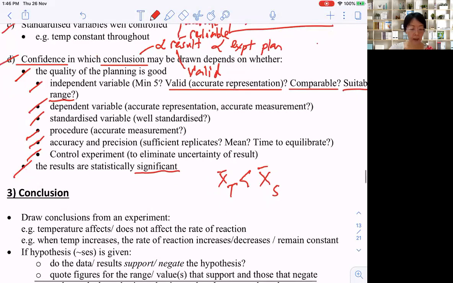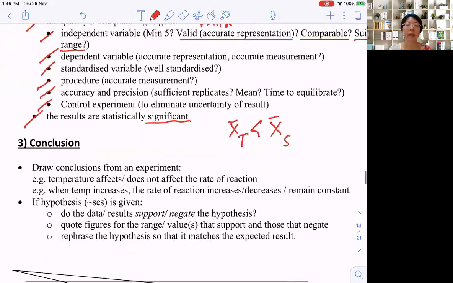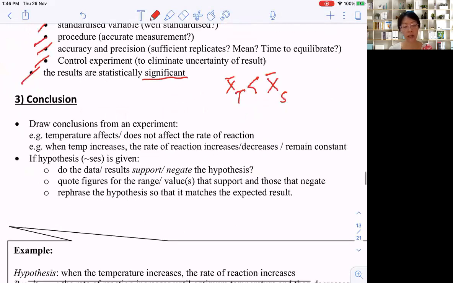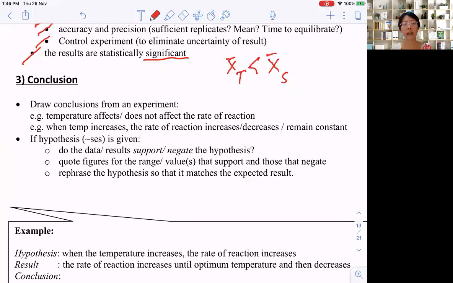Okay. Now the last part, of course, is conclusion. All right. How to make a conclusion? Okay, I've got this data, I've done all the analysis and evaluation already. I'm ready to do my conclusion. So how to do a conclusion? You must always refer to the hypothesis first, as well as your result. Compare your result with the hypothesis, or compare your hypothesis with your result. Okay? So do the result or data support or negate the hypothesis?